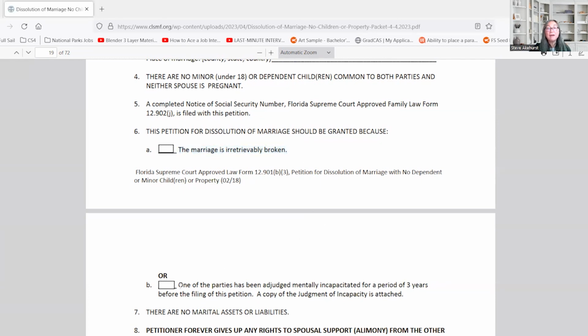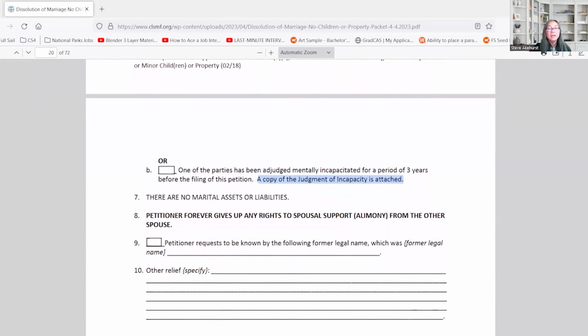However, if you have a spouse that's been adjudged incompetent, i.e., they're in a mental facility or disabled and cannot make determinations for themselves, then you have to attach a copy of the order that says he or she is incompetent. And also you're saying there are no assets or liabilities to divide, and that you and the spouse are both giving up alimony or spousal support.